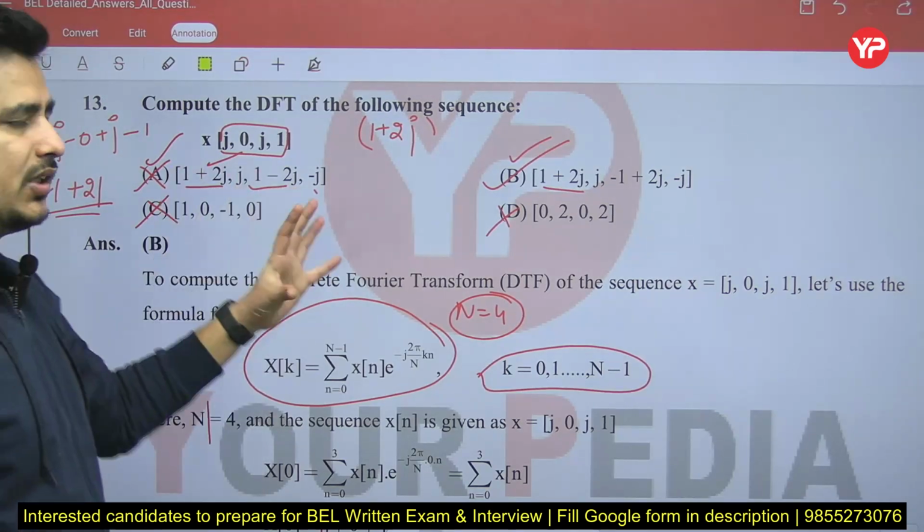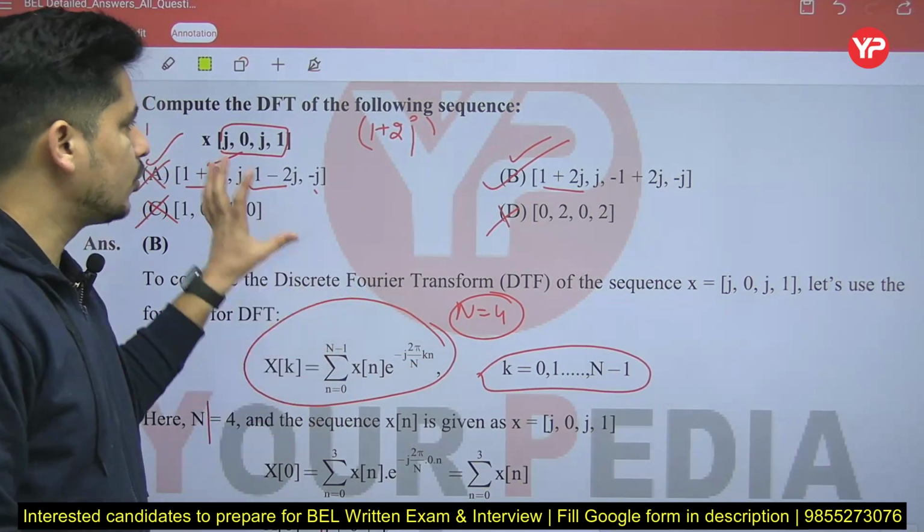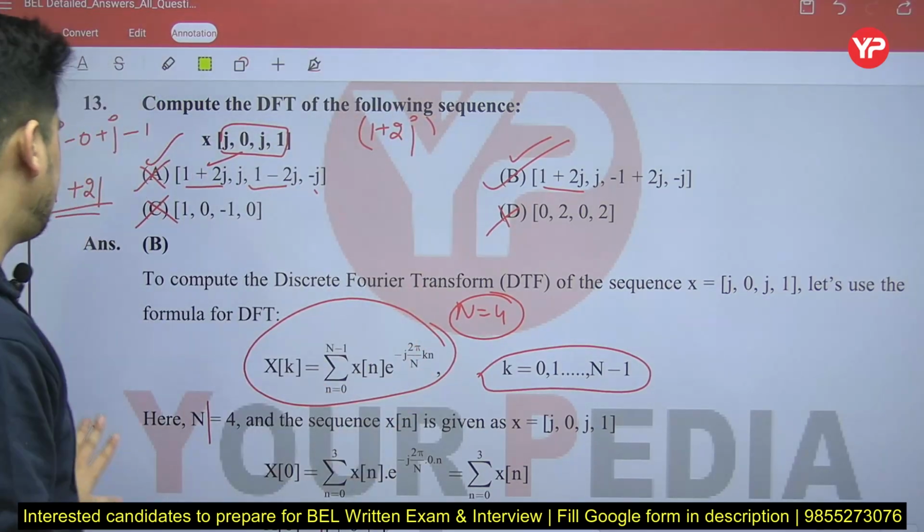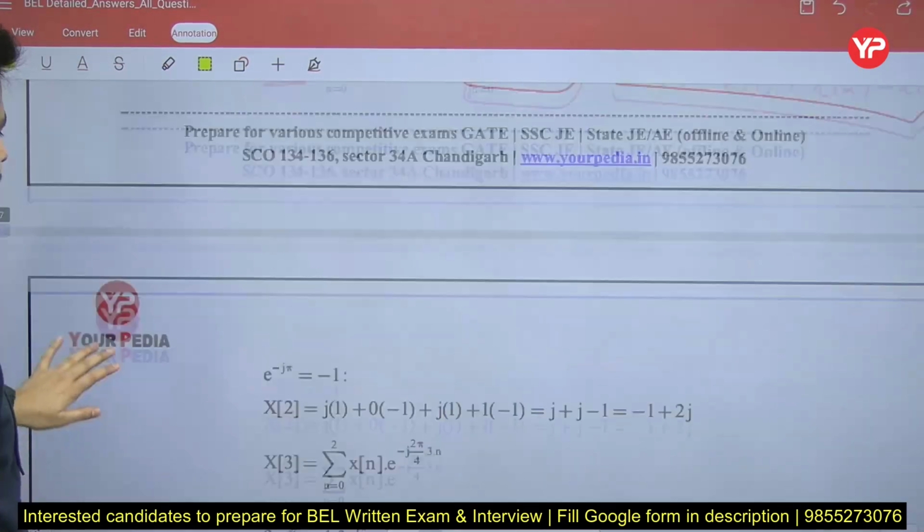So you will go like this in this type of question. No need to solve the complete one. You have to check only some elements here, right? Okay, move to the next question.